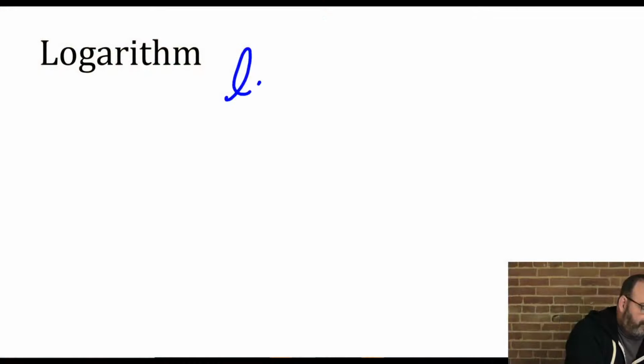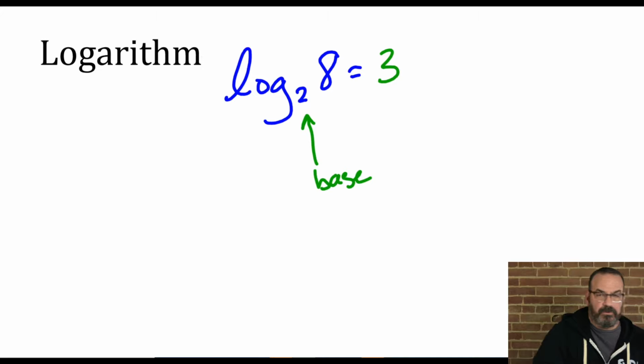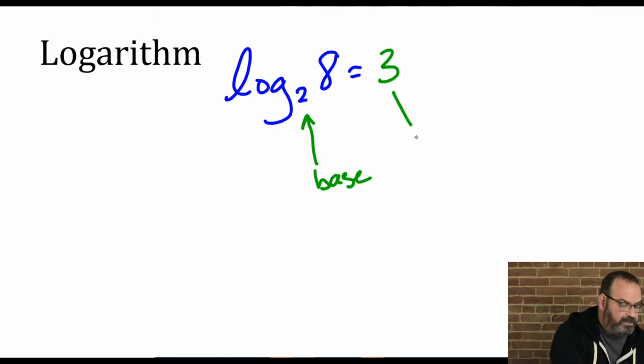So if you don't want to do logarithms, don't worry about it. I'm just going to go over them basically. I'll have a quick session on logarithms to go over. But a logarithm is simply the inverse of an exponent. So just like an exponent has a base, so does a logarithm. Log base 2 of 8 is equal to 3. So the exponent is always the answer.